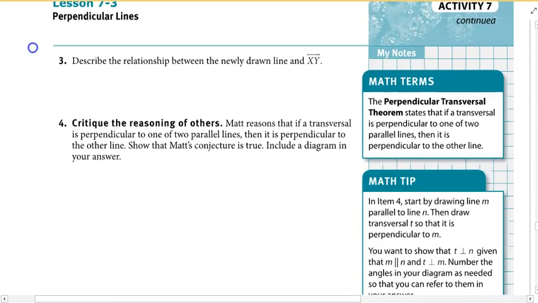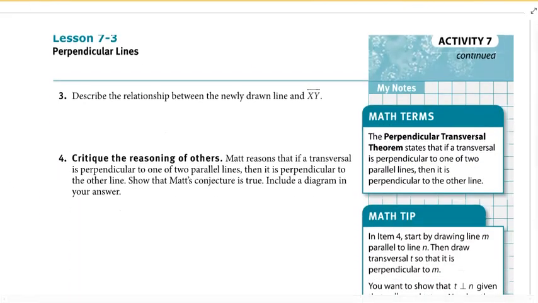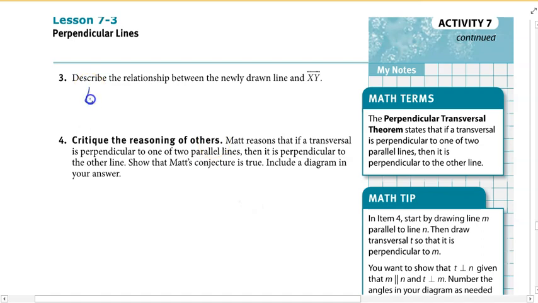Describe the relationship between the newly drawn line and XY. So aside from these two blue lines that I drew being parallel, what's the relationship? Well, it's also going to be 90 degrees or perpendicular because I measured it that way. So the relationship is it is also perpendicular. And here I use the symbol for perpendicular. So just in case you forgot, this means perpendicular. This little upside down T symbol that we have here.